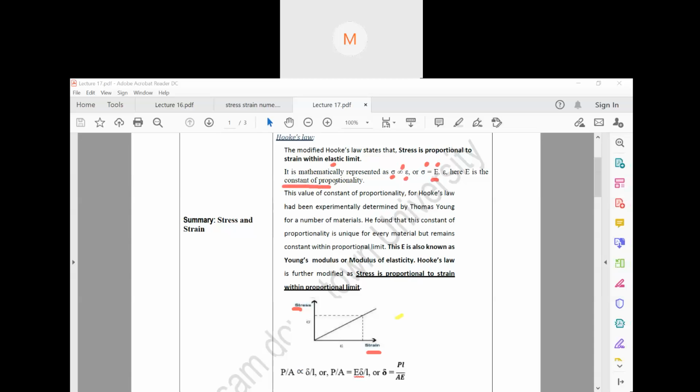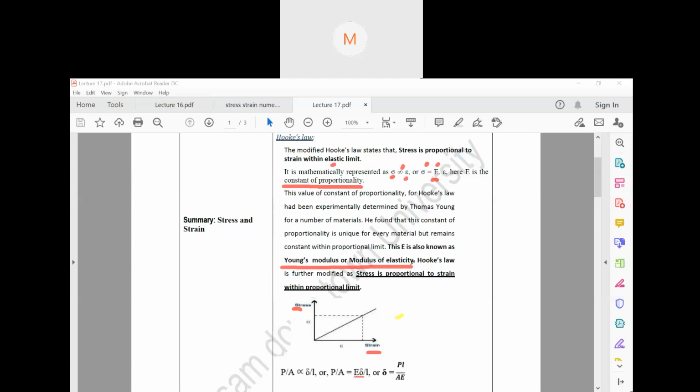Constant of proportionality. So, this is known as the constant of proportionality. So, if this constant of proportionality is there, then stress is directly proportional to strain within elastic limit. Now this constant is known as Young's modulus or modulus of elasticity.